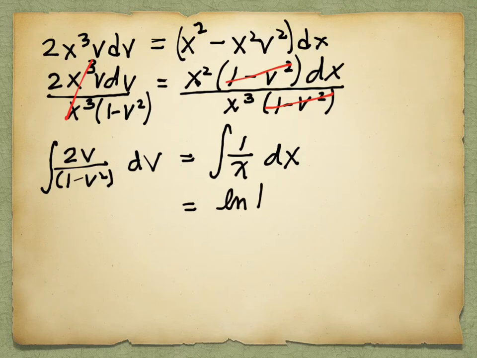ln of absolute value of x, and I'm going to have a plus c somewhere, so let's just put it on the right-hand side as that's what we've mostly been doing recently too. Actually, we'll call it c1 because we're going to need to change it in a minute. So, how about the left-hand side? How am I going to integrate 2v over 1 minus v squared?